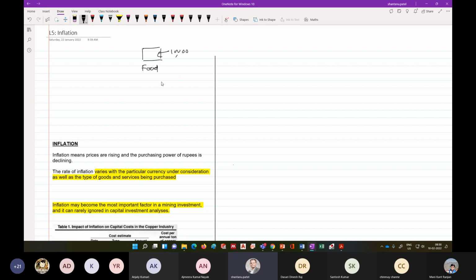Okay, per semester. Is it the same as when you were in first year? Maybe it was different, right? So in 3 years, this food bill has changed from, let's say, 9,000 to 10,000. And that is because of inflation, right? The price of some items changes or increases because of inflation.